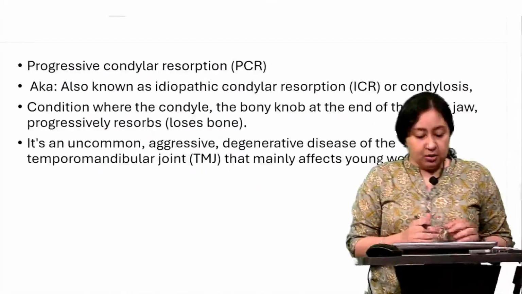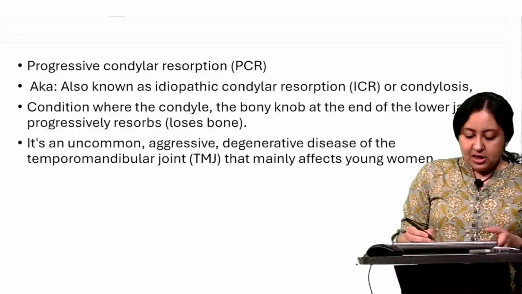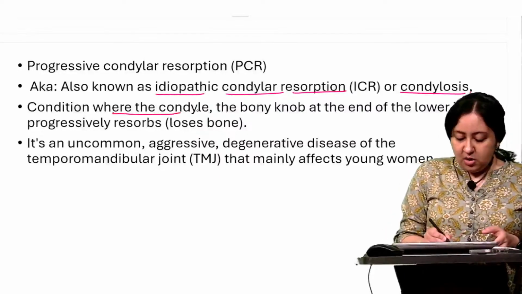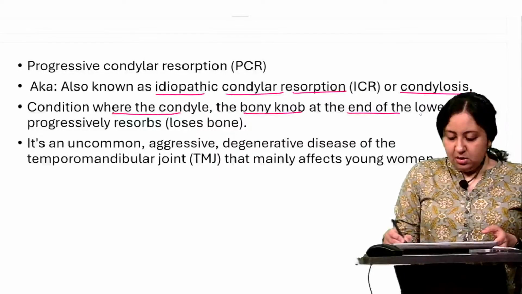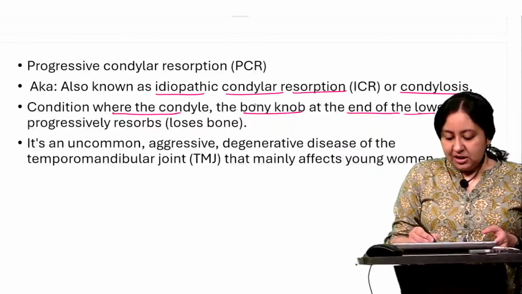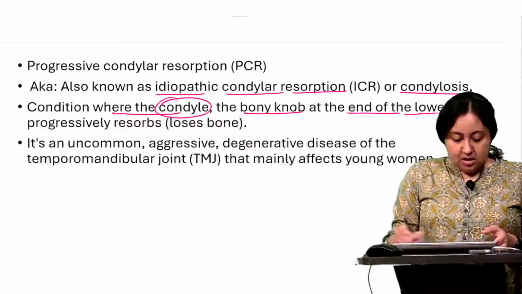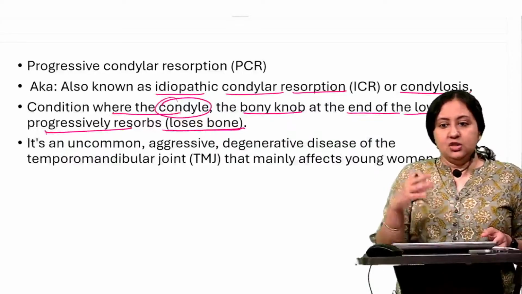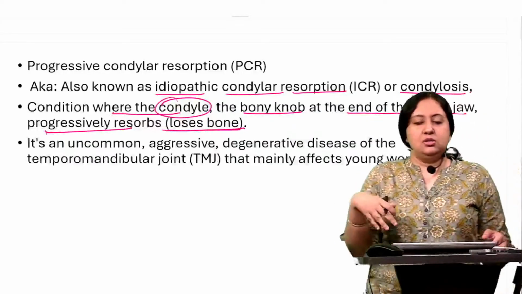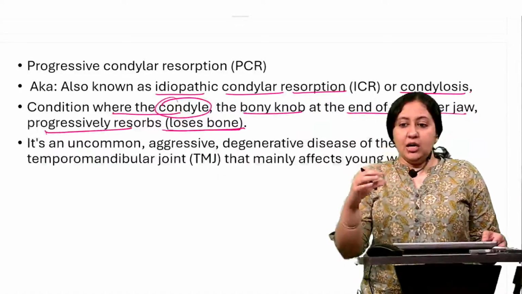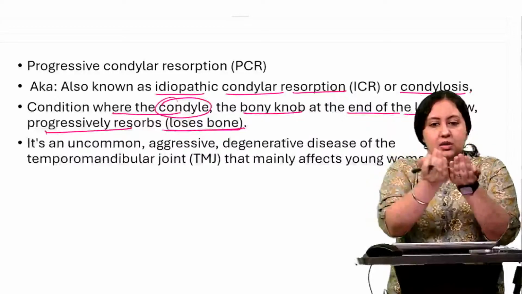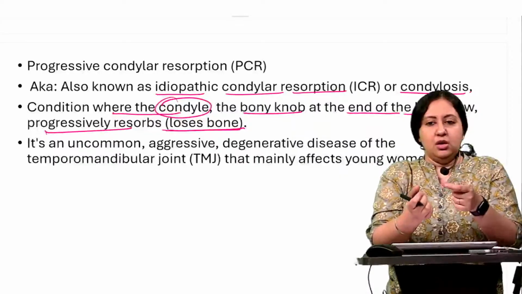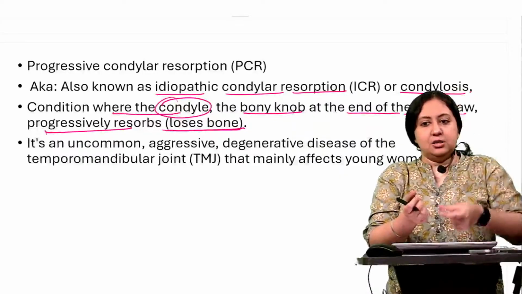Just 2-3 points out here, then we wind up the session. Progressive condylar resorption is also known as idiopathic condylar resorption or condylosis. Condition where the condyle, the bony knob at the end of the lower jaw, progressively resorbs, so that the round contour of the condyle is lost. It will give you a picture that just the neck is present.